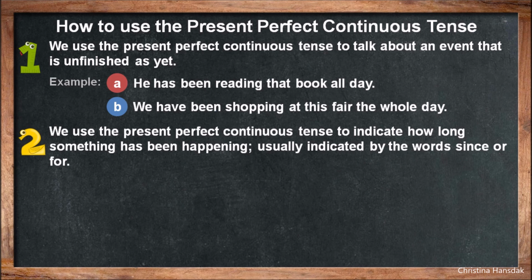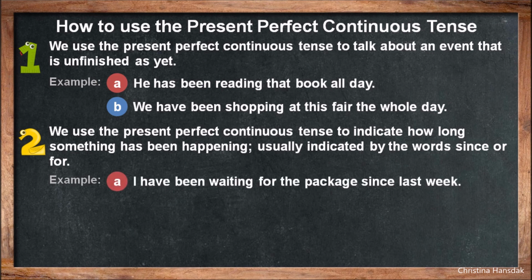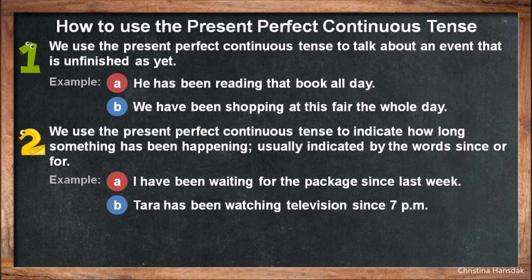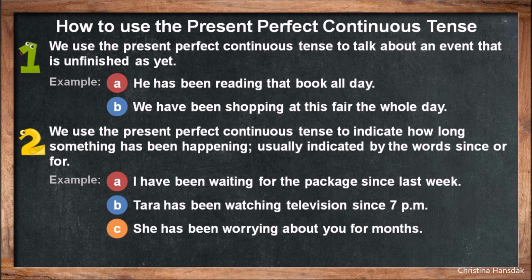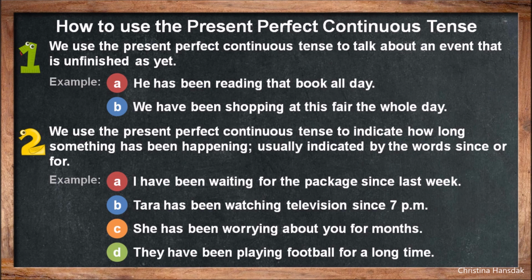Point number 2. We use the present perfect continuous tense to indicate how long something has been happening, usually indicated by the words since or for. Example, sentence number A. I have been waiting for the package since last week. Sentence number B. Tara has been watching television since 7 p.m. Sentence number C. She has been worrying about you for months. Sentence number D. They have been playing football for a long time.